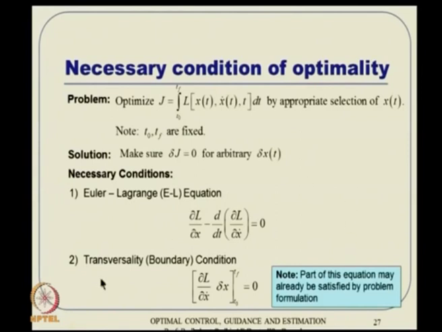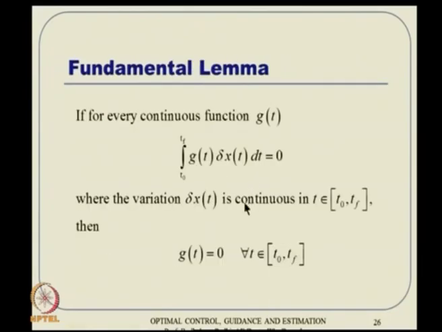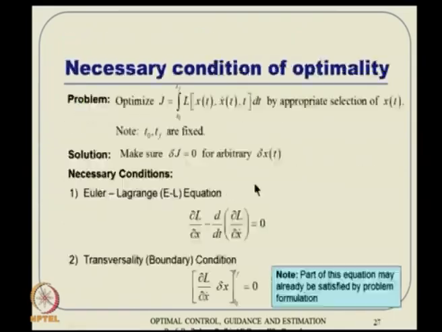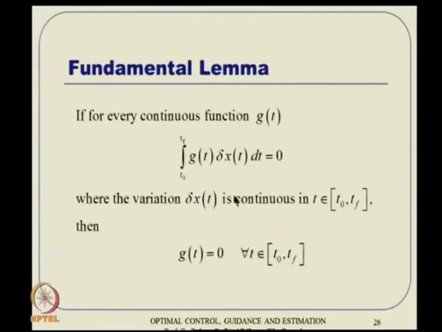Based on that observation, we formulated a variational optimization problem, which is something like this. We are interested in optimizing this functional by appropriate selection of x of t, and t0 and tf we started with as fixed values. All that was necessary was to find conditions for the first variation equal to 0. So we analyzed that expression, took the first variation, and invoked this theorem: if for every continuous function g of t this integral is 0, then there is no other way, g of t has to be 0.